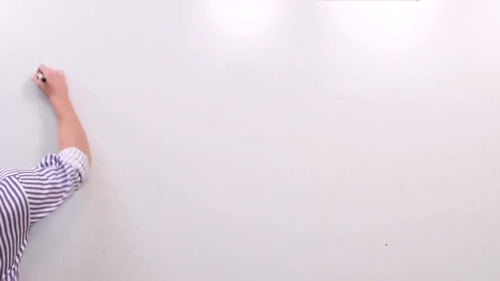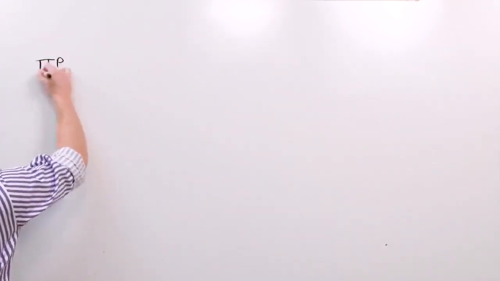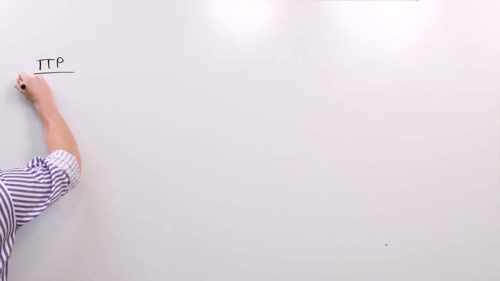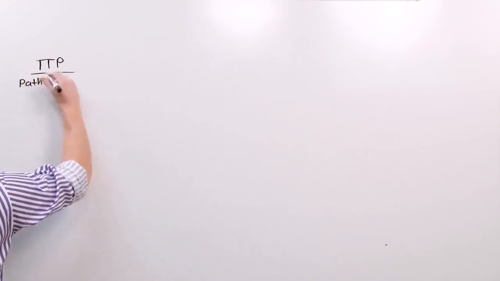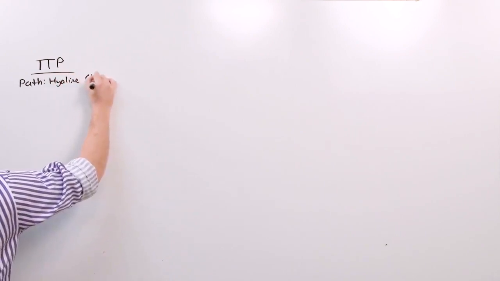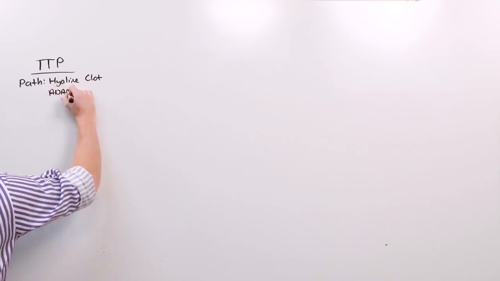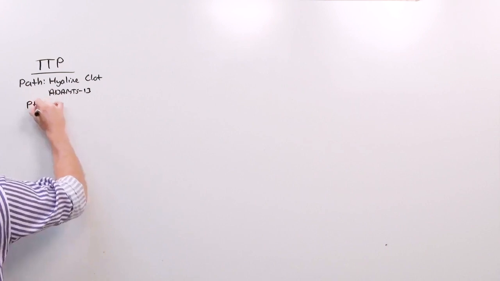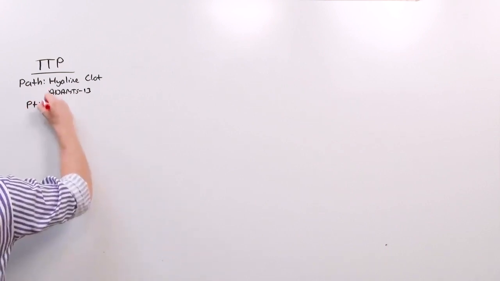First up is TTP. Thrombotic thrombocytopenic purpura. The pathology here is a formation of a hyaline clot and deficiency in ADAMTS13. The patient will present as a fat RN.